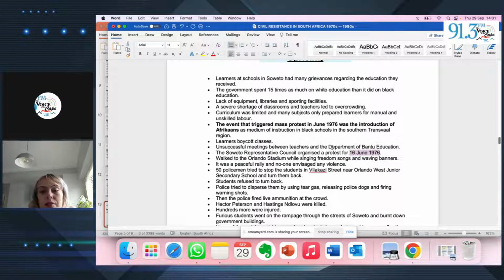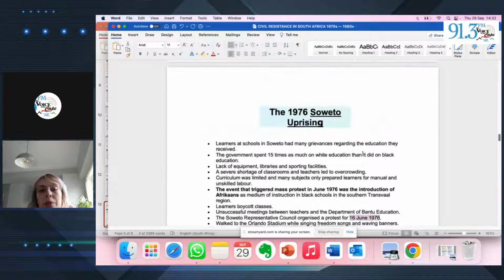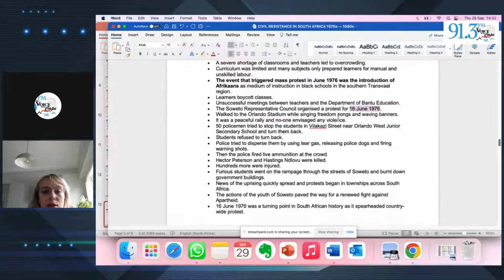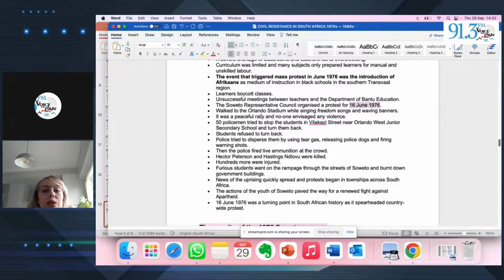Okay, what do we as South Africans celebrate on the 16th of June? We celebrate Youth Day. It's a public holiday, and we're supposed to remember the 1976 Soweto Uprising and the effect on the youth. That is why it's Youth Day. So they walked to Orlando Stadium while singing freedom songs and waving banners. It was a peaceful rally, and no one envisaged any violence, so no one instigated any violence.